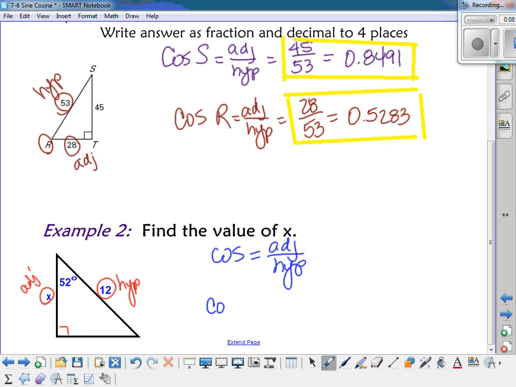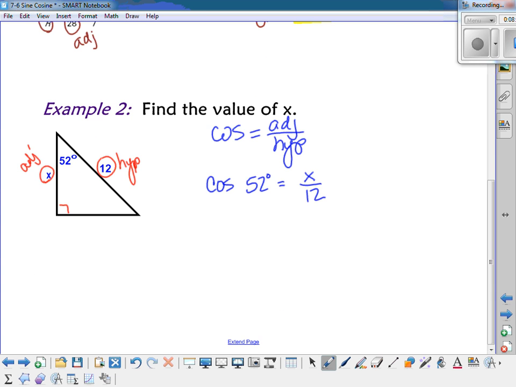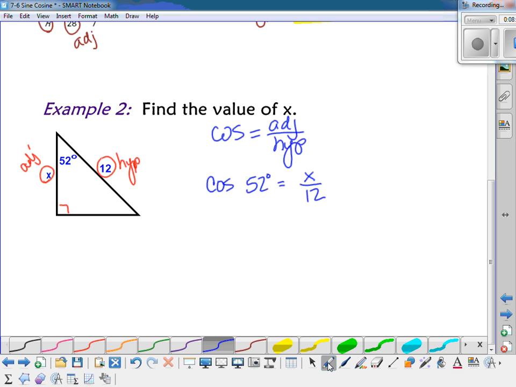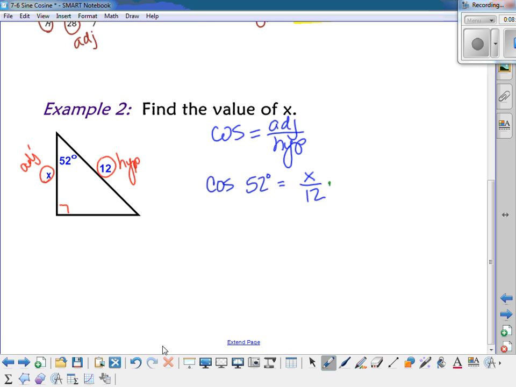So the cosine of 52 degrees equals adjacent x over the hypotenuse 12. In this case, the x is already on top, so all I have to do is multiply both sides by 12. And so x is equal to 12 times the cosine of 52. And when you put that in your calculator, you should get approximately 7.4. Again, double check that you get the same thing that I'm getting.